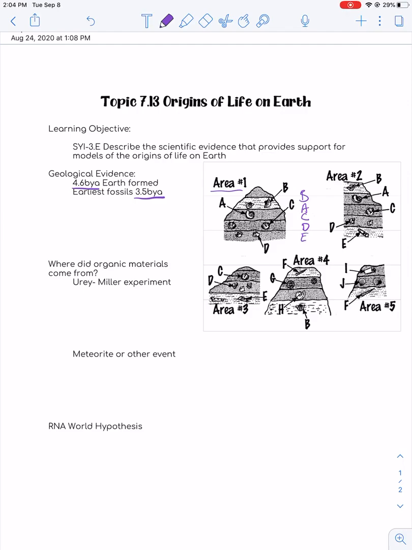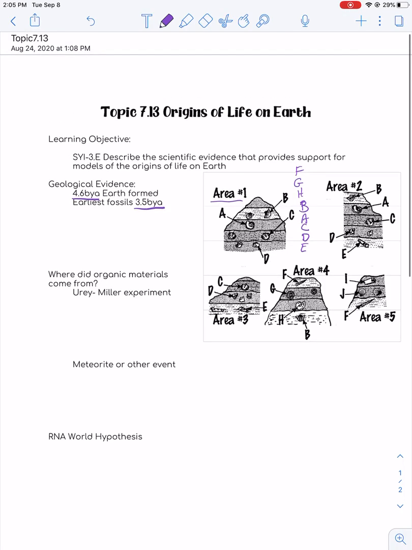Area 3 doesn't really give me more information other than it helps to support my claim of what order these go in. And then I could see that area 4 has B, but above it, so even newer, are the fossils found in layer H, and then G, and then F. And then in area 5, I can add in more layers.